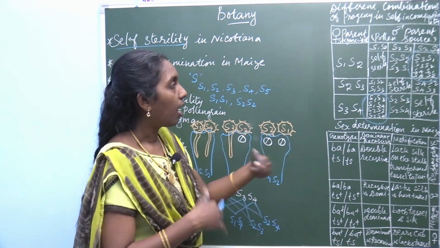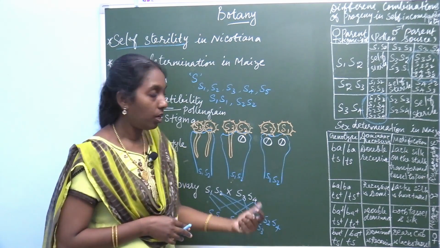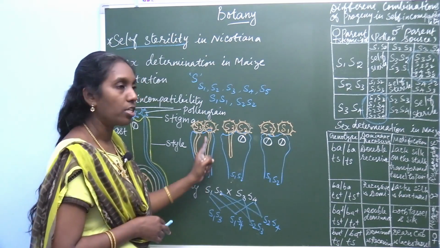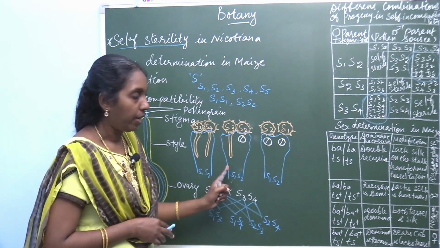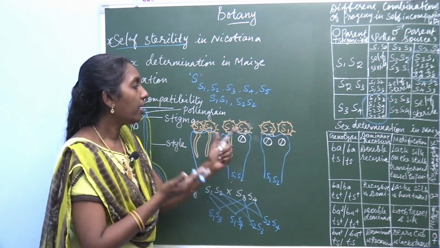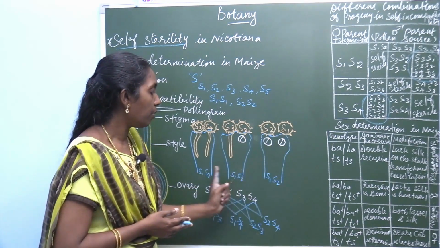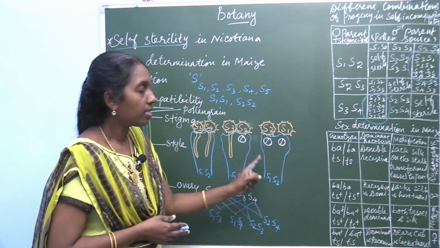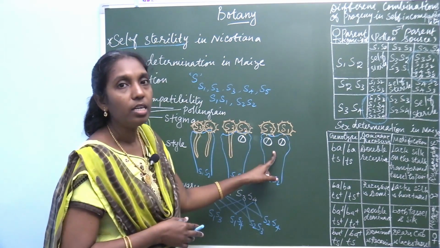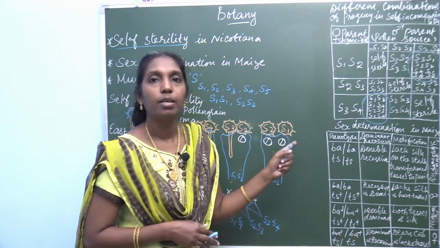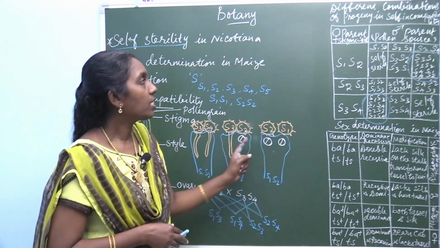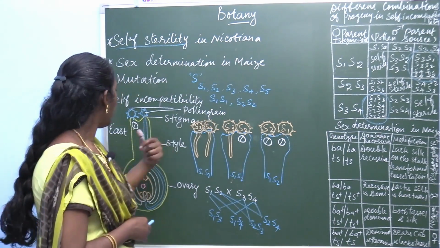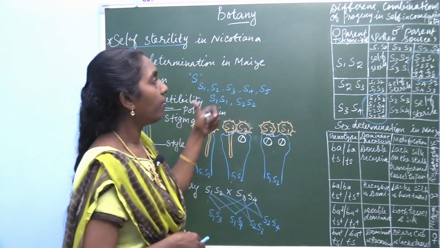Other than S1, S2, wherever S3, S4 is present, the pollen grain germinates. But if S1 and S2 is there, because the stigmatic surface is S1, S2, homozygosity occurs, and it does not develop or germinate the pollen tube. This is the condition you studied here in Nicotiana. It was observed by East in the year 1925.